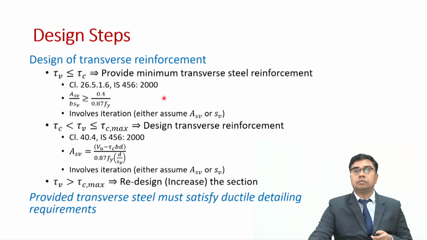If we are designing our transverse reinforcement, then we have the expressions shown over here, which you must be familiar with from your RC design course. And if your tau v, that is demand, is less than even tau c, then you need to provide minimum transverse steel, which is also given over here. And this provided transverse steel must satisfy ductile detailing requirements, which we have discussed in this class. In the next class, we will look into the example problem related to ductile detailing of RC beam. Thank you.